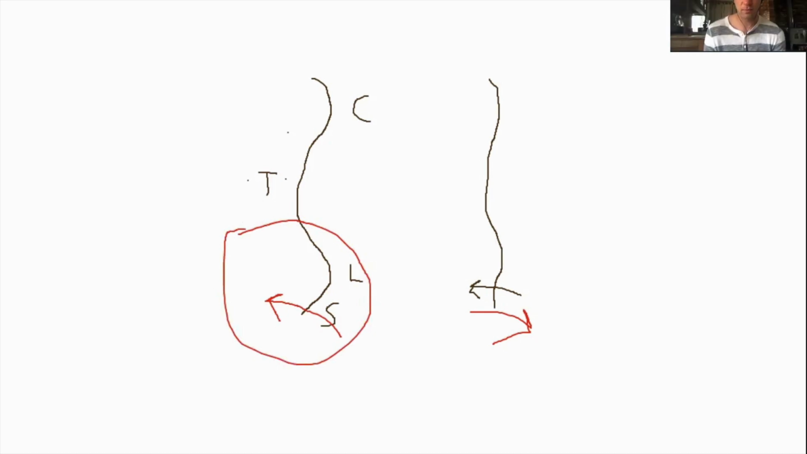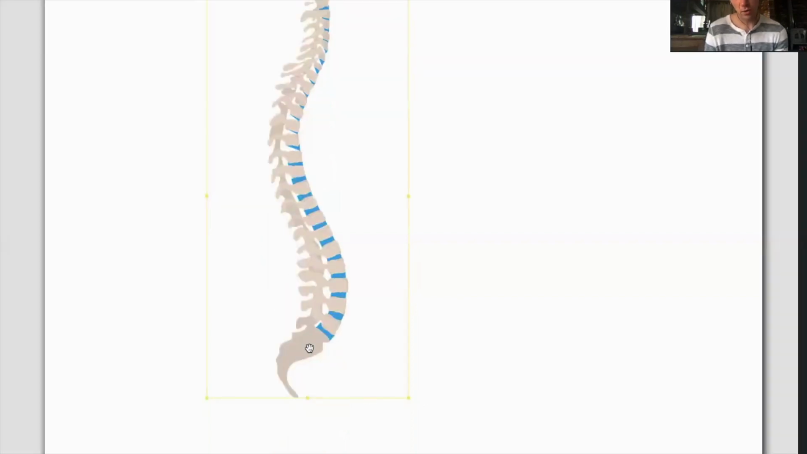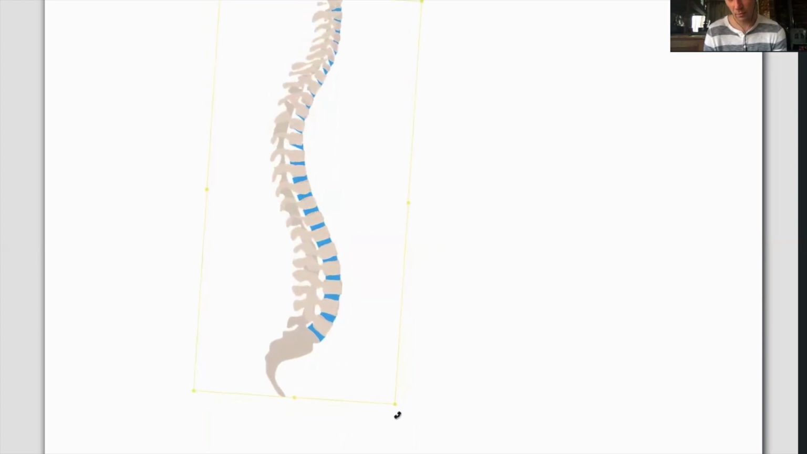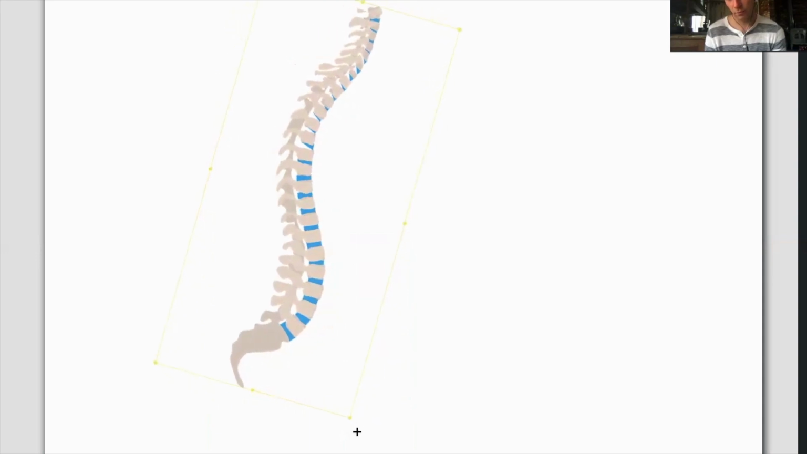Okay, so watch this. There's our spine, courtesy of Pixabay. So we've got the sacrum. You can see how that's relatively nutated. Now, Dave, watch what happens if I really want to exaggerate the lumbar curve. Ready? I'm going to make this more lordotic. Okay.